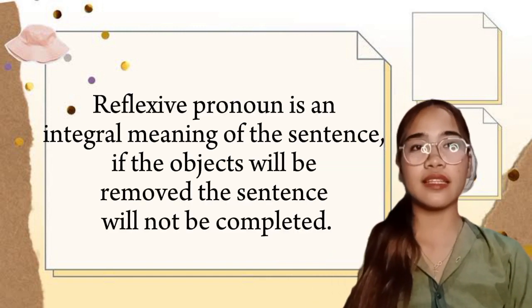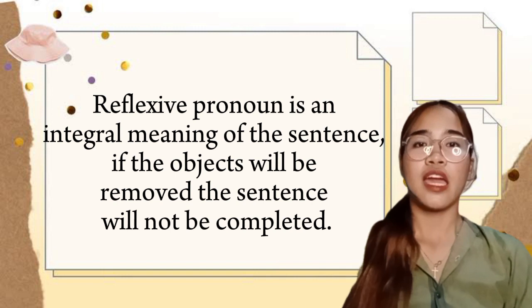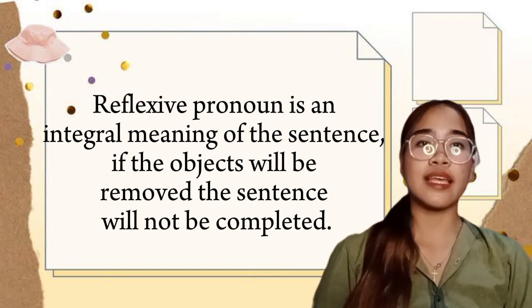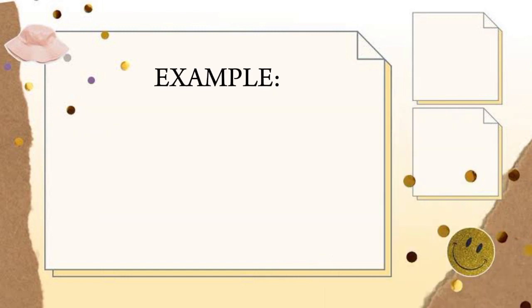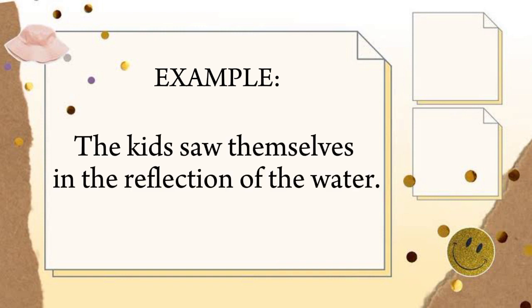A reflexive pronoun is integral to the meaning of the sentence. If the object is removed, the sentence will not be complete. For example, the kids saw themselves in the reflection of the water. If you remove themselves in the sentence, it is now: the kids saw in the reflection of the water. The sentence is incomplete, right? There is no object of the verb. Who or what did the kids see? Not mentioned.